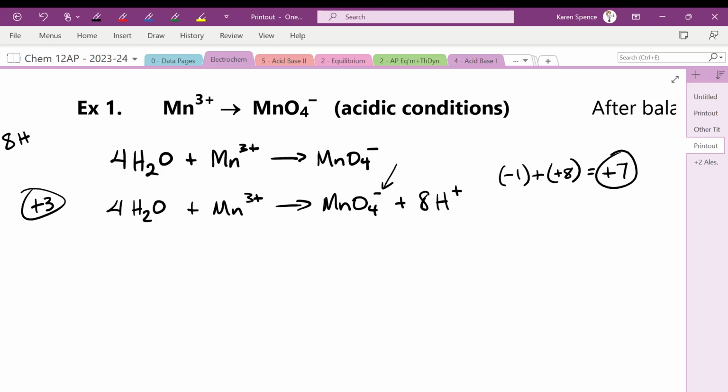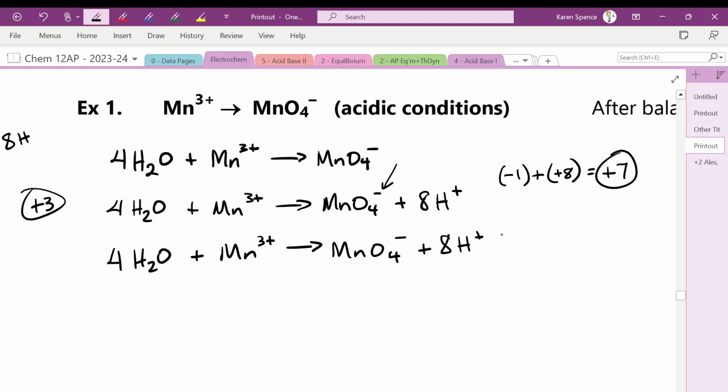Will we add electrons to the side with a higher positive charge or a lower positive charge? Higher positive charge. So we're going to have 4 H2O plus Mn3+ goes to MnO4- plus 8 H+. How many electrons? Tell your partner. 4 electrons, because if we add -4 now, we will get +3.